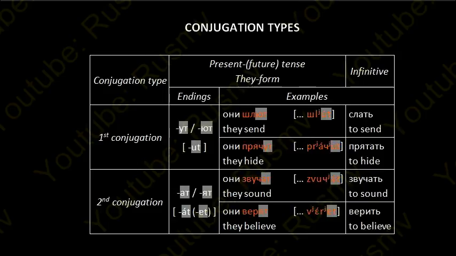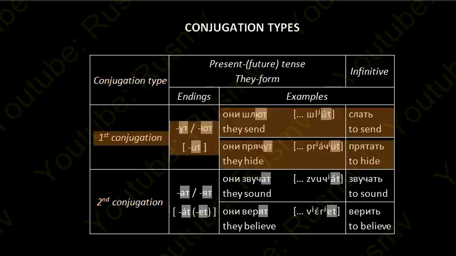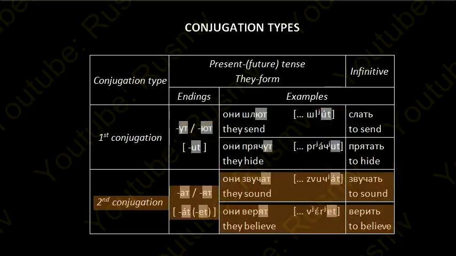The most important present-future form is the third-person plural. That is the one that comes with the pronoun они, they, or with plural nouns. We will call it the they form. It contains most information required to restore the other forms of the conjugation pattern. All Russian verbs are subdivided into two conjugation types, the so-called first conjugation and the second conjugation.